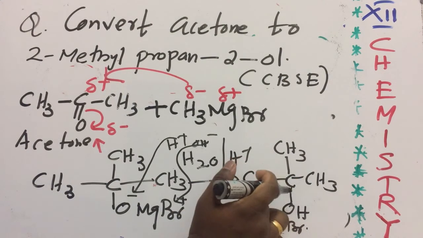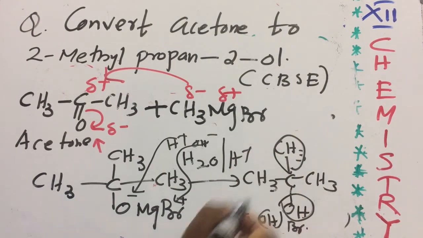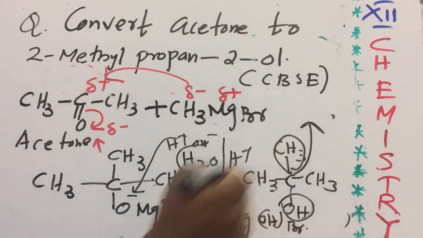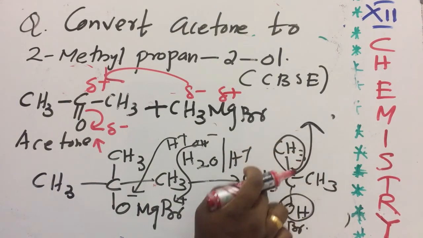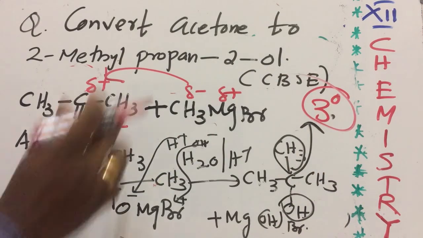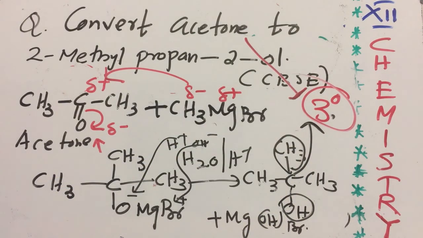So this product is what? 2-methyl propan-2-ol. What type of alcohol is this? Can you see the product? How many CH3 groups? 3. So it is a tertiary alcohol. So ketones will produce tertiary alcohol.